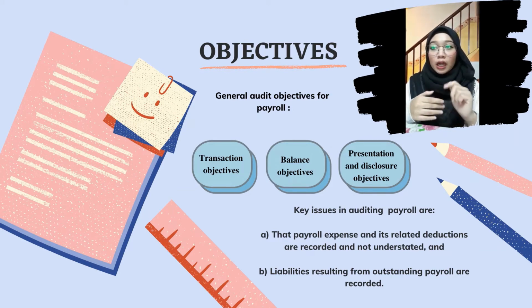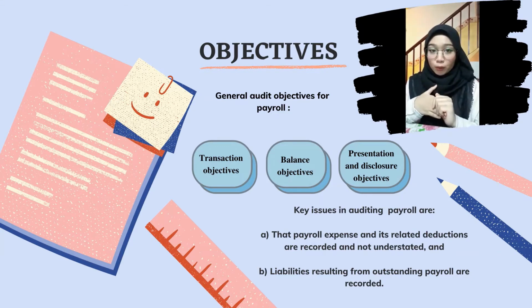Other audit objectives for payroll concern obtaining sufficient audit evidence for transactions and balances. General audit objectives for payroll are presented in figure 1.1 as shown. Key issues in auditing payroll are that payroll expenses and its related deductions are recorded and not understated, and also that liabilities resulting from outstanding payroll are recorded.